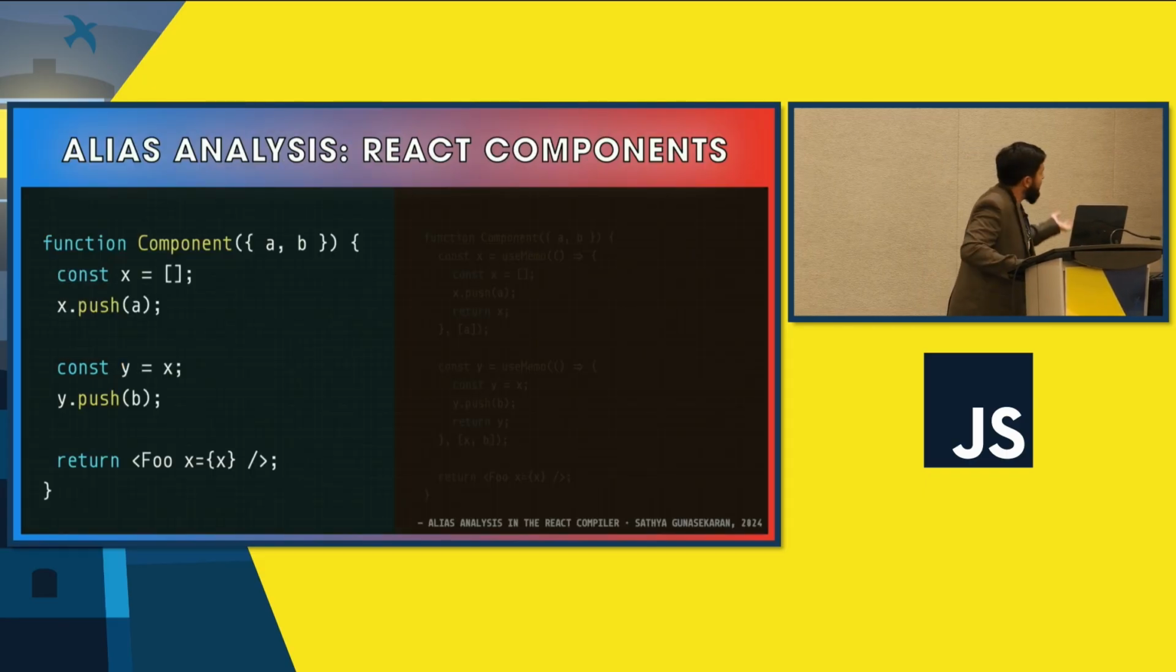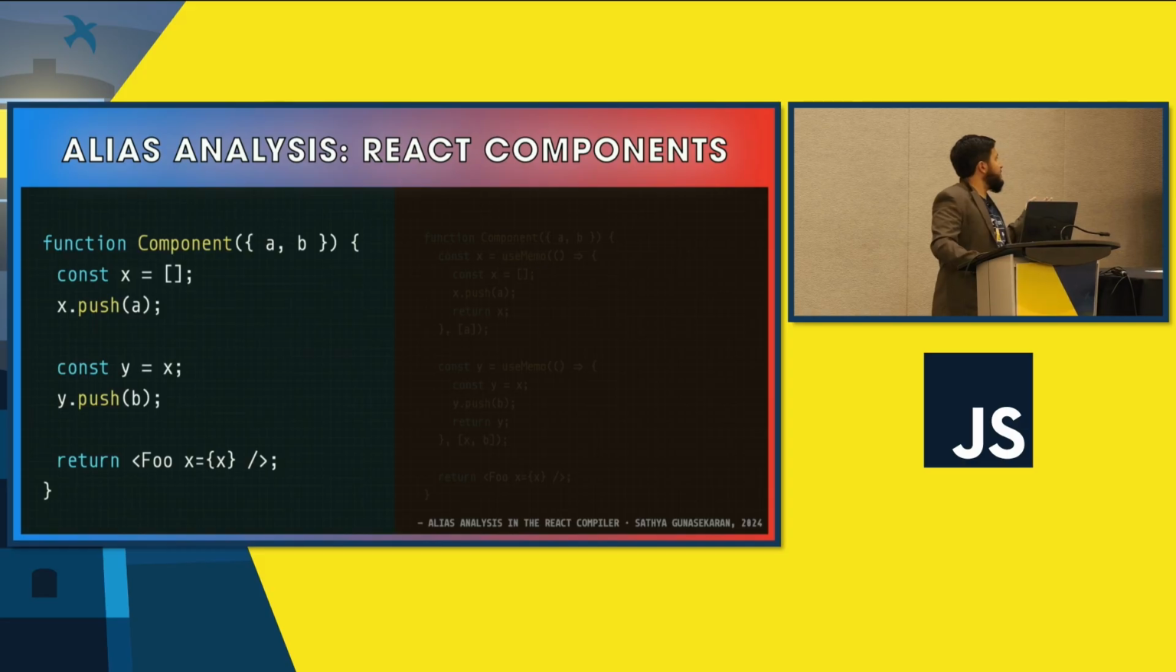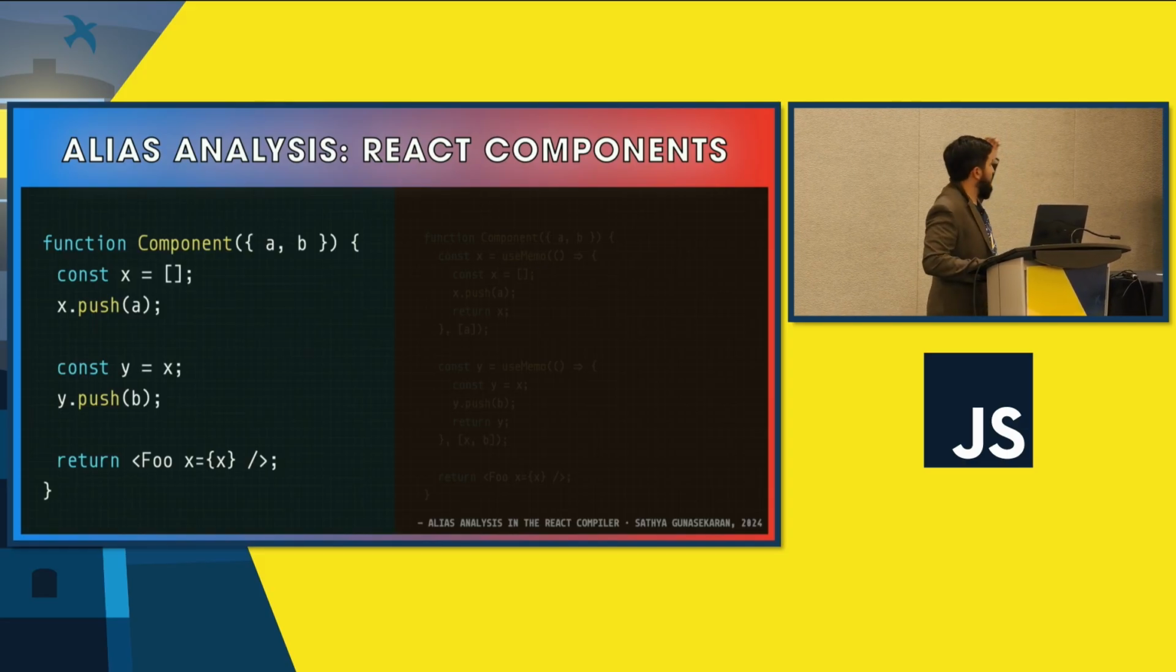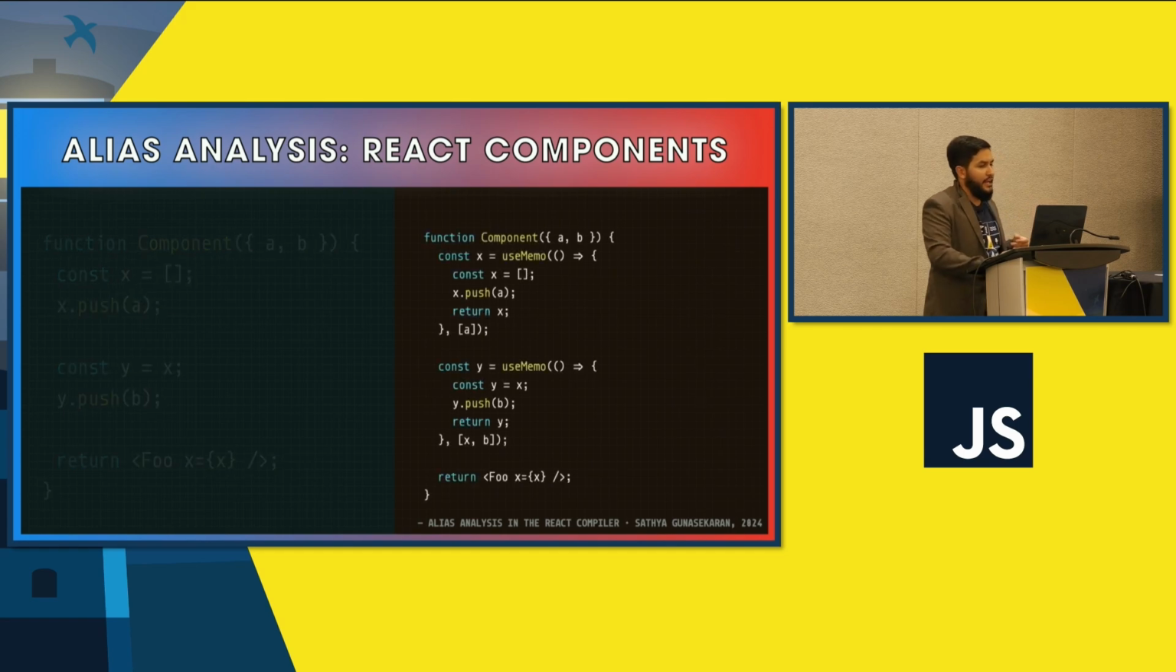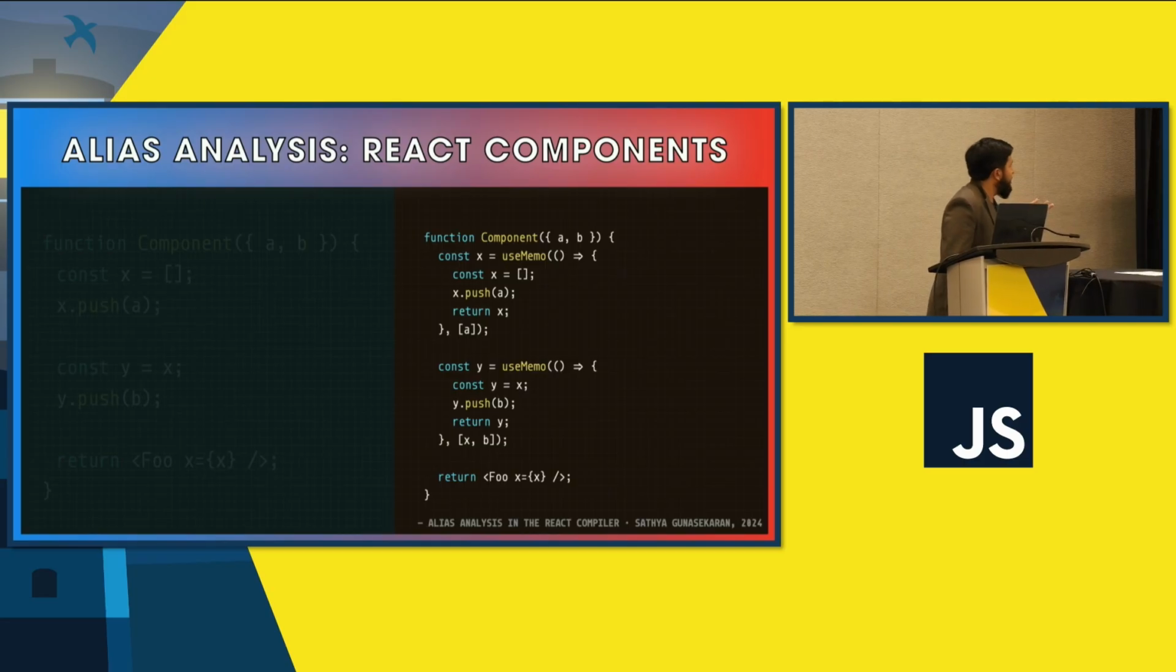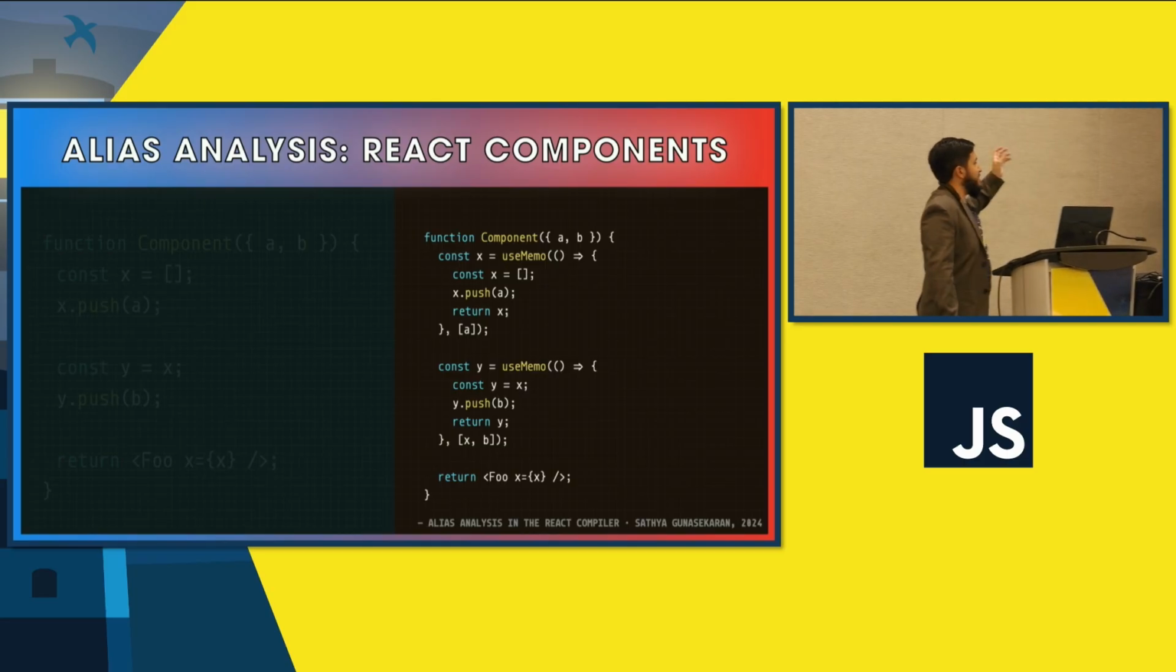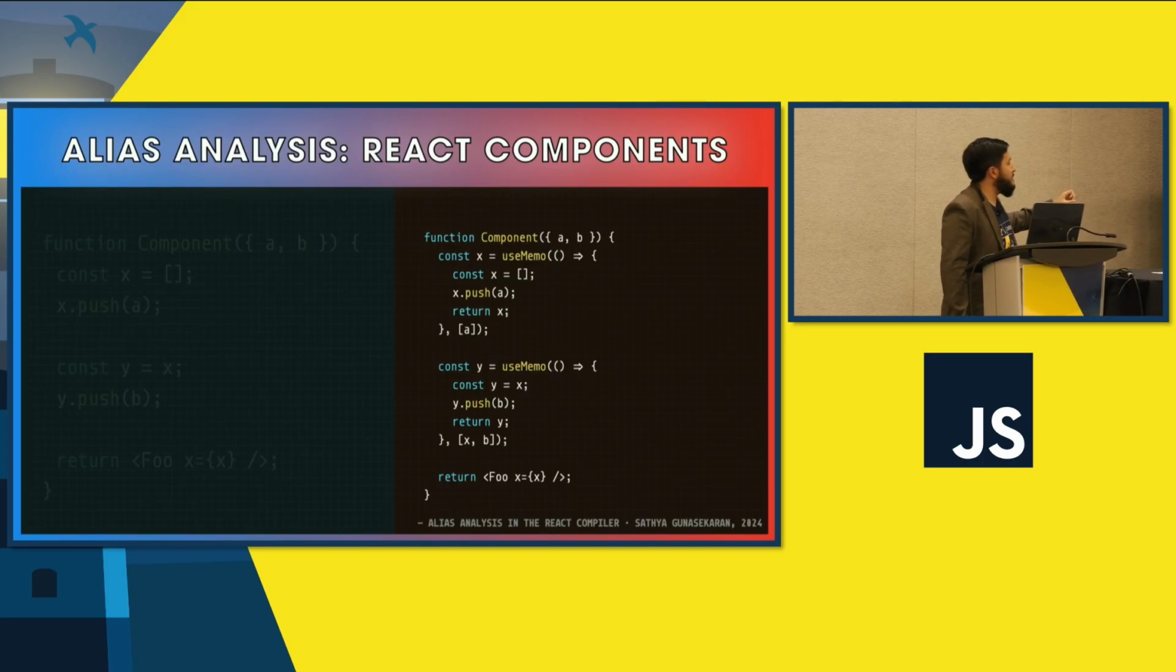And an application of that in a React component is, let's say you have a component, it takes two props, then you create an array called x, you push A to x, and then you alias x to y, and then you push B to y. So if I asked you to memoize this with current React APIs, we would probably come up with some code that looks like this. So you wrap the whole x computation with a useMemo, and then you do something analogous to y.